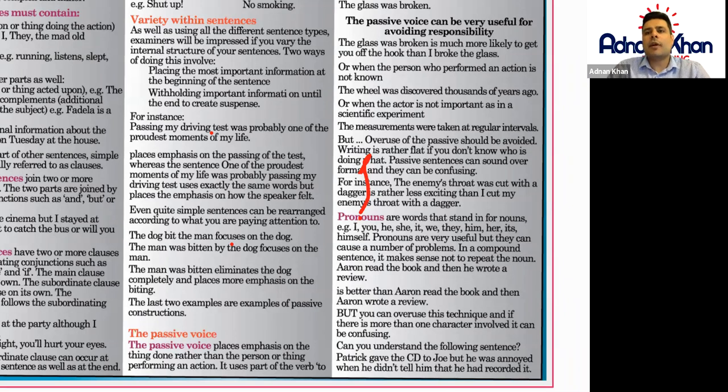So you see the variety within sentences. As well as using all different types of sentence types, examiners will be solely impressed if you vary the internal structure of your sentences. Two ways of doing this involve, first, placing the most important information at the beginning of the sentence, and withholding important information until the end to create surprise.